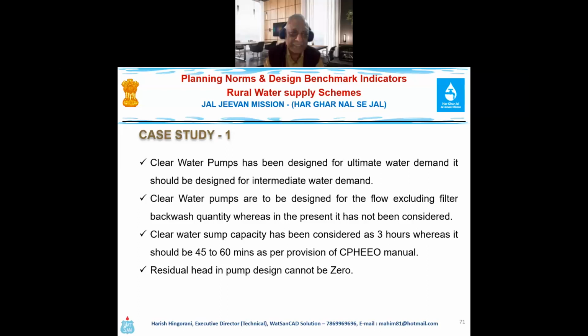Clear water sump capacity has been considered 3 hours, whereas it should be between 45 to 60 minutes as per the CPHO manual. Residual head in pump design cannot be 0.